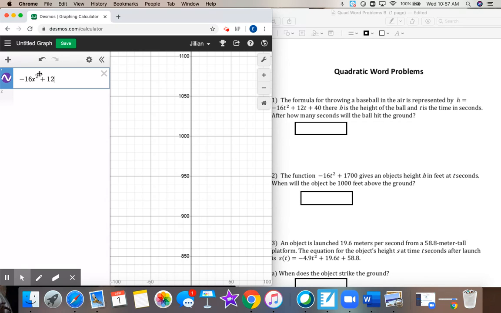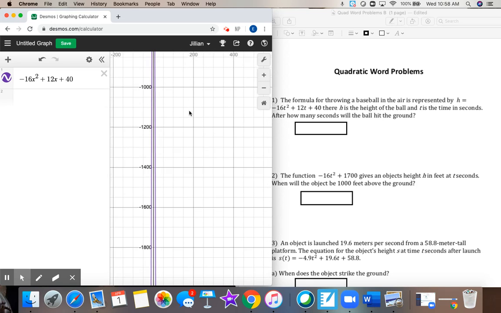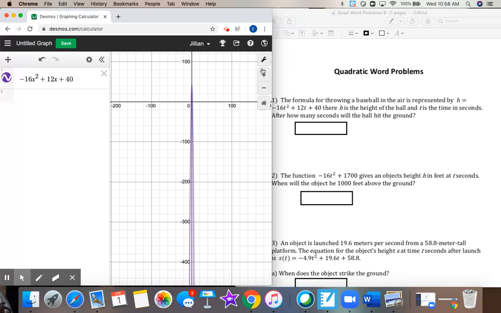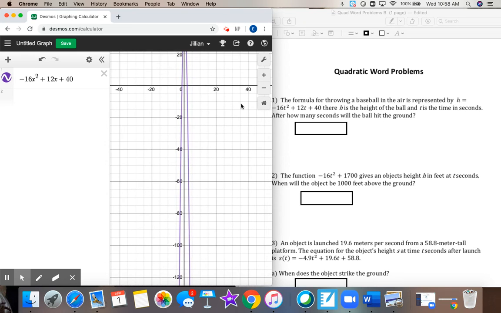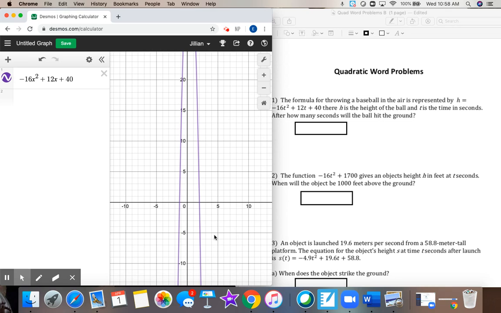And remember, when you're typing this into Desmos, you can't use any other value besides x or y. So we're going to change all of our t's to our x's. So we have negative 16x squared plus 12x plus 40. I'm going to zoom out so that we can find our graph. There it is. Zoom back in so we can see it. There we go. And if we're looking for when our height is 0, those are our x-intercepts. So our y equals 0 on here and on here.